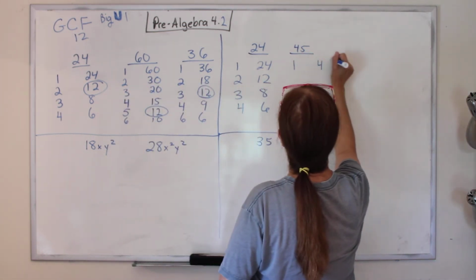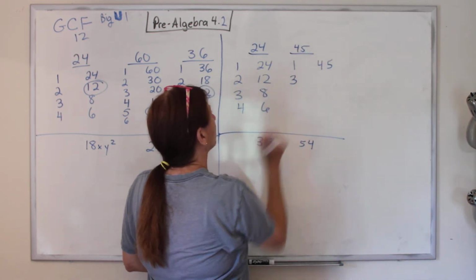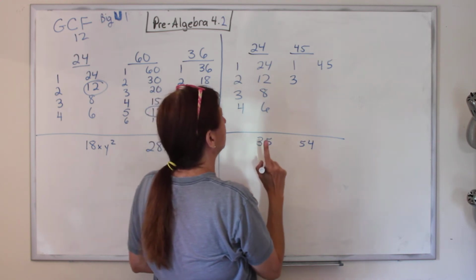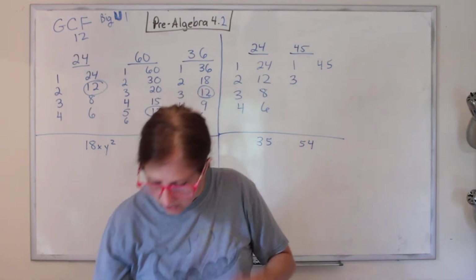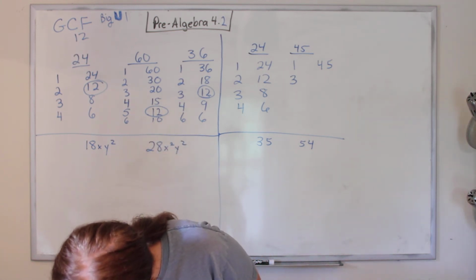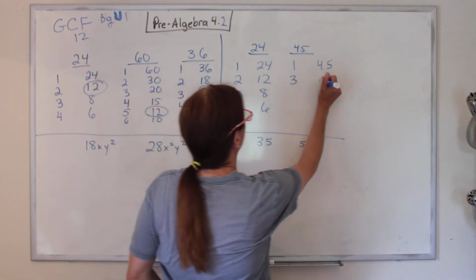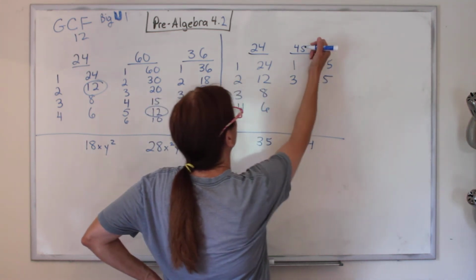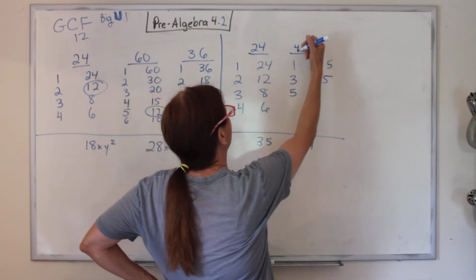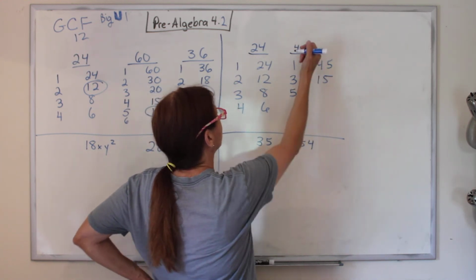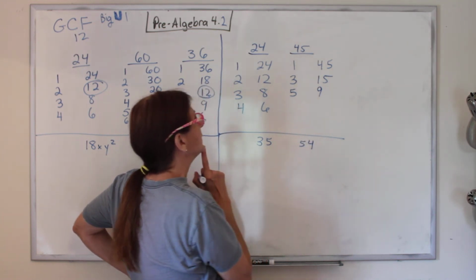1 and 45. Does 2 go into it? No, it's odd. How about 3? Yes, it does. It goes 3 times 15, right? 3 times 15 is 45, I'm pretty sure. But in case you have any doubts, check it. Alright, yeah, I was right. So it's 3 times 15. Does 4 go into it? No, because it would go into 44. Does 5 go into it? Yes, because it ends in a 5. So 5 times 9. Does 6 go into it?